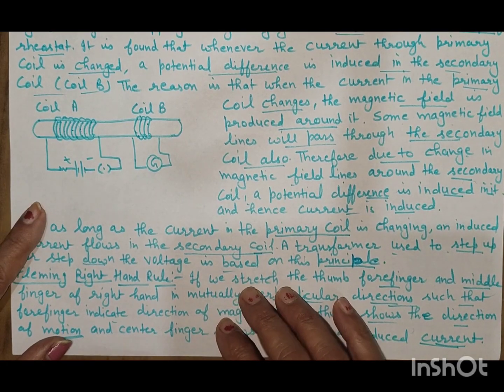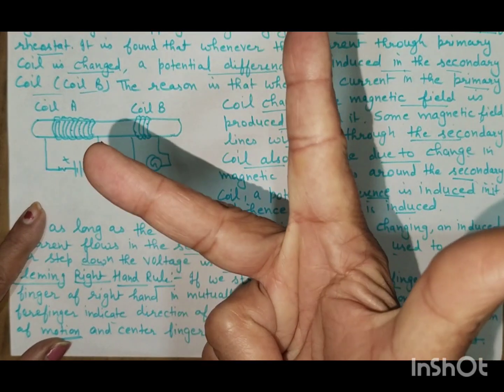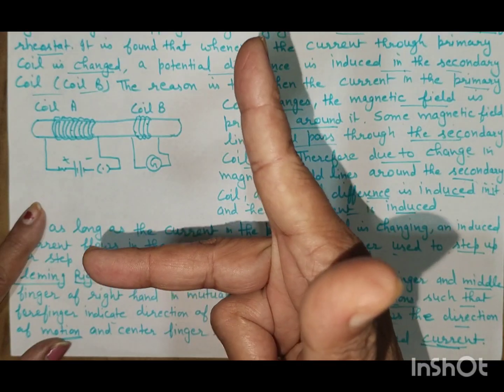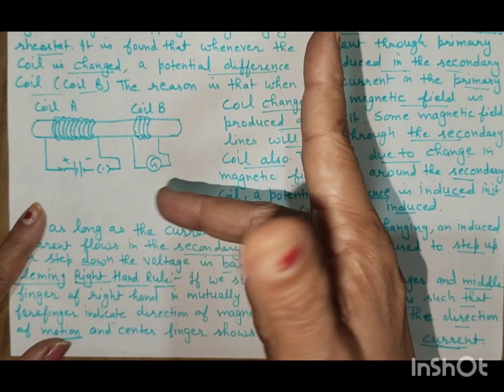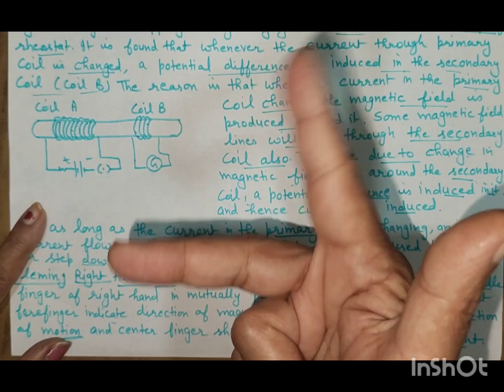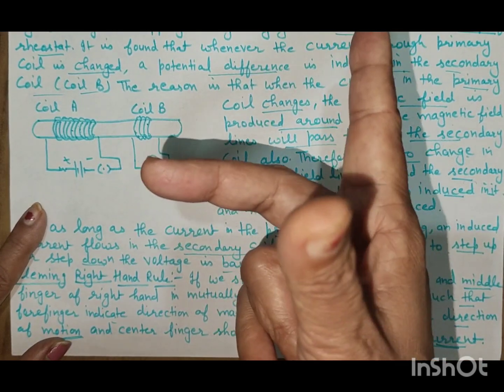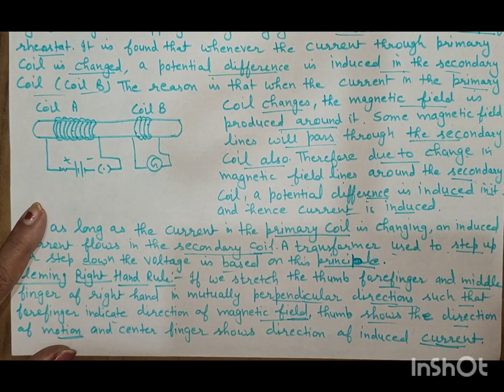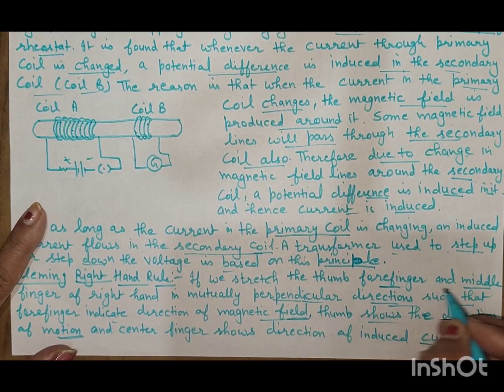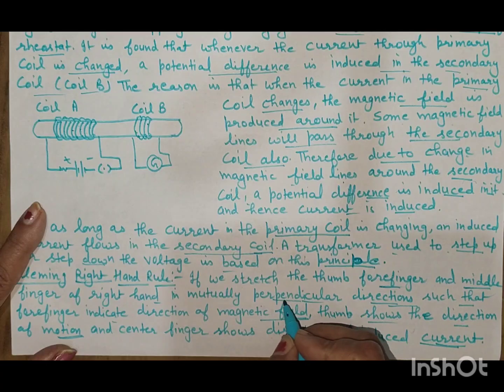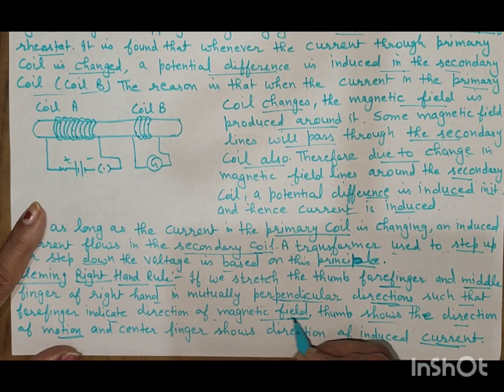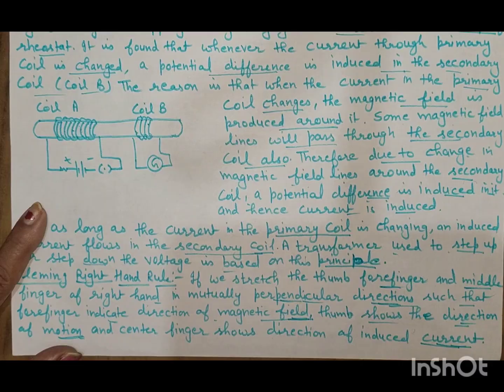Fleming's right hand rule. Stretch your thumb, forefinger and middle finger in such a way that they are mutually perpendicular to each other. The forefinger represents the magnetic field, the middle finger represents the current, and the thumb represents the direction of the motion. If we stretch the thumb, forefinger and middle finger of the right hand in mutually perpendicular directions such that the forefinger indicates the direction of the magnetic field, the thumb shows the direction of motion, then the middle finger shows the direction of the induced current.